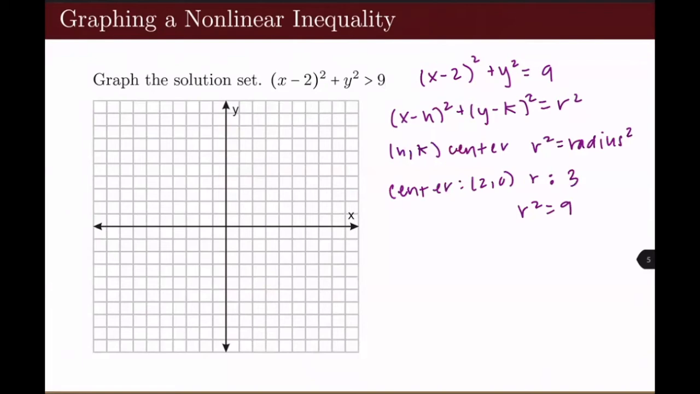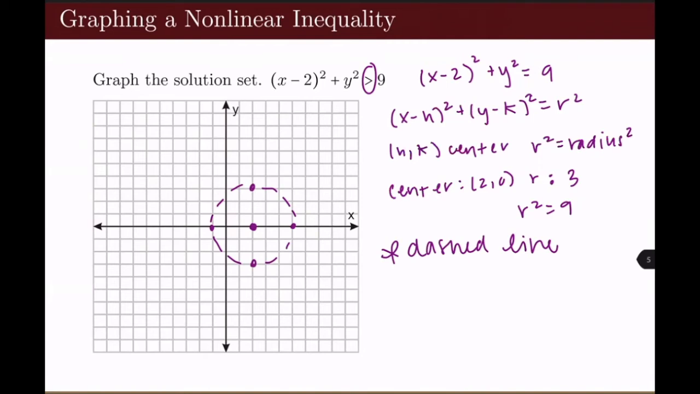So (2, 0) is right here, and then my radius is 3, so I'm just going to pick some points that are 3 spaces away from my center in every direction. The next thing we need to look at is whether or not we're going to have a solid or a dashed line. So since it is strictly greater than, we're going to have a dashed line defining our circle. So that means we'll have something like this as we connect these dots. Okay, so there's my circle.